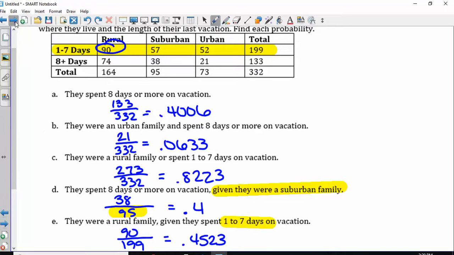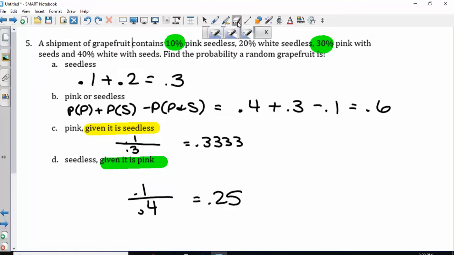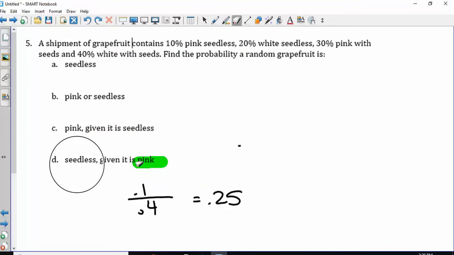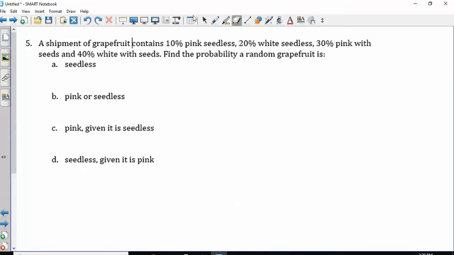Number 5. Okay. So we have different kinds of grapefruit here. Part A, we want the probability of being seedless. So if it's seedless, it could be pink seedless, it could be white seedless. Is there any overlap there? No, it can't be both. So you just have to add those probabilities. So 0.1 plus 0.2 is 0.3.